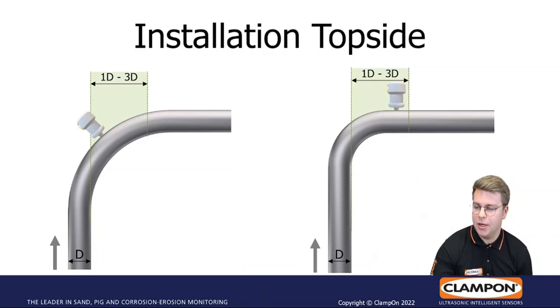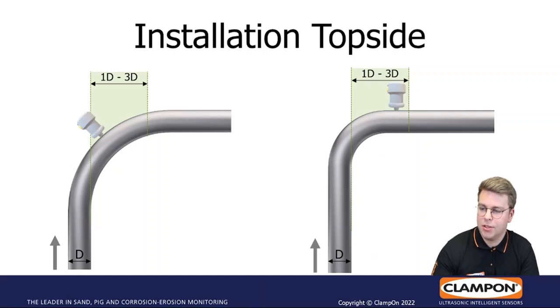So here you see the installation point. It should be between 1 and 3 diameters downstream of the flow. And you could have these larger radius bands or these smaller radius bands. The illustration gives you the best area where you can fit the sensors.